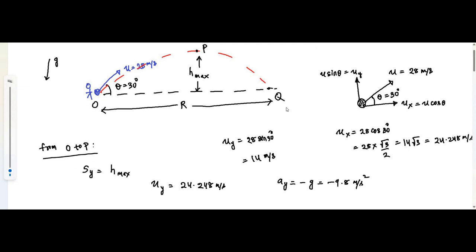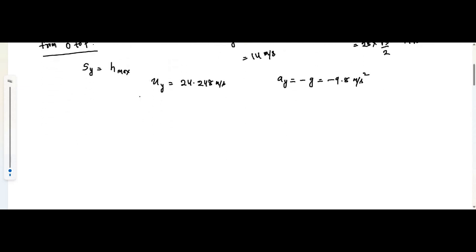Now we use the equation of motion, v square minus u square is equal to 2as. Okay, this is the equation of motion. So here we will substitute for the y components, that is vy square minus uy square is equal to 2 ay sy.